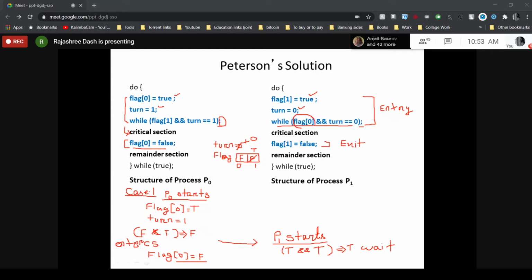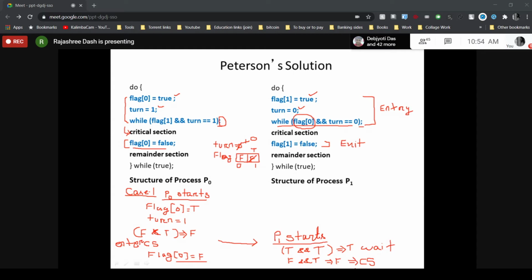That means the first condition is now false. So when P1 checks the condition, it will find false and true. So the overall condition has now become false. So now P1 is able to enter its critical section. Got the thing? So here, after P0 completed its critical section, in its exit section, it has made the flag 0 false. So that is now an indicator to the process P1.